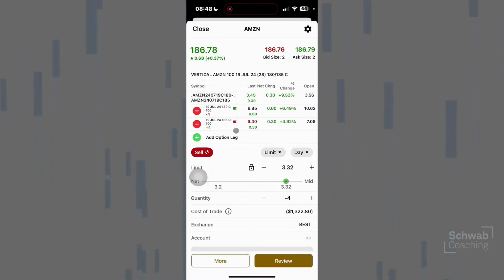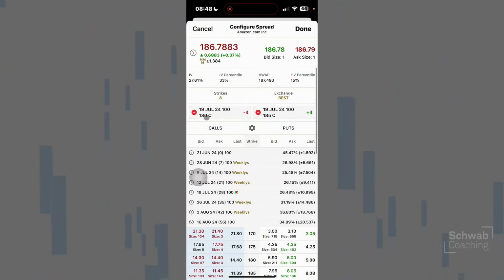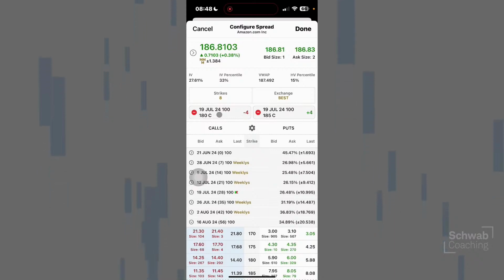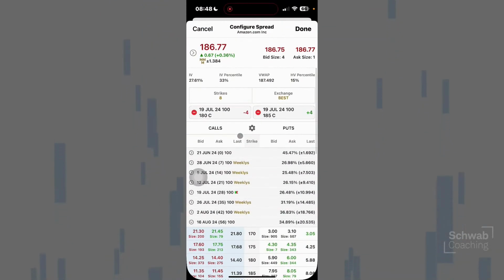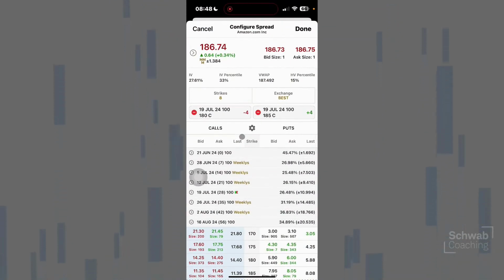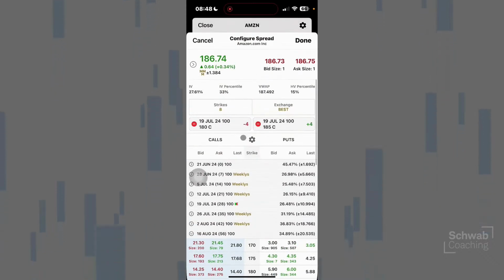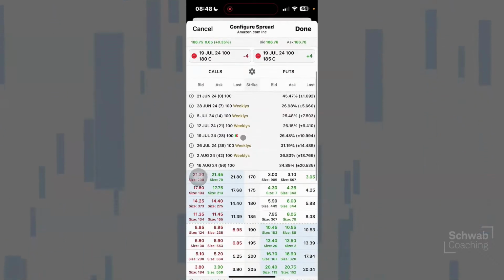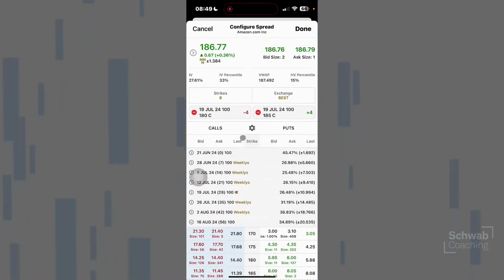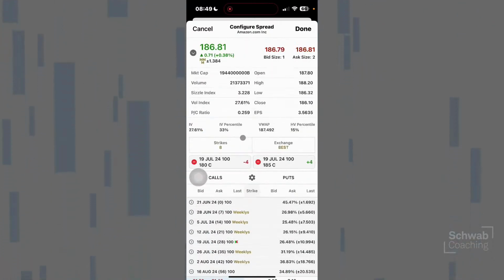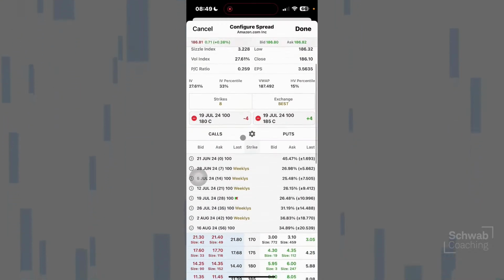So this is our current position. We're going to go to add option leg, and we're already on the verticals. How do we know we're on the verticals? Well, if I go back, it should have stayed there, but it did not. Let's take a look. Yeah, it didn't do that for me this time.